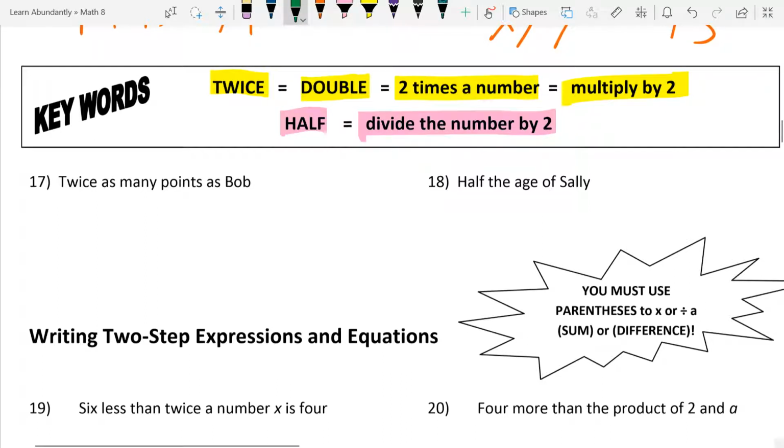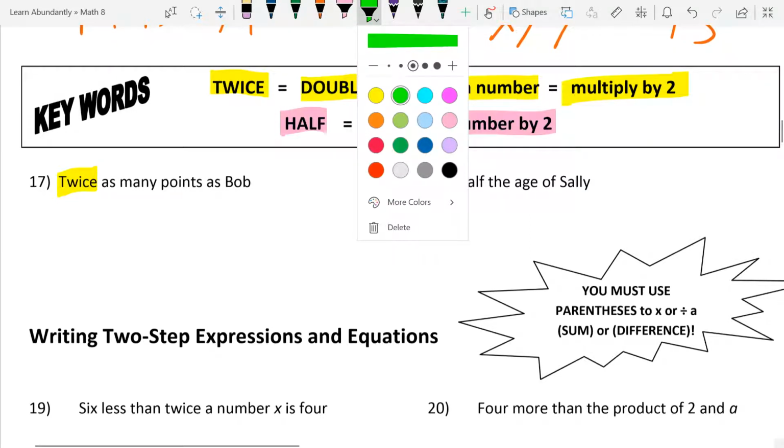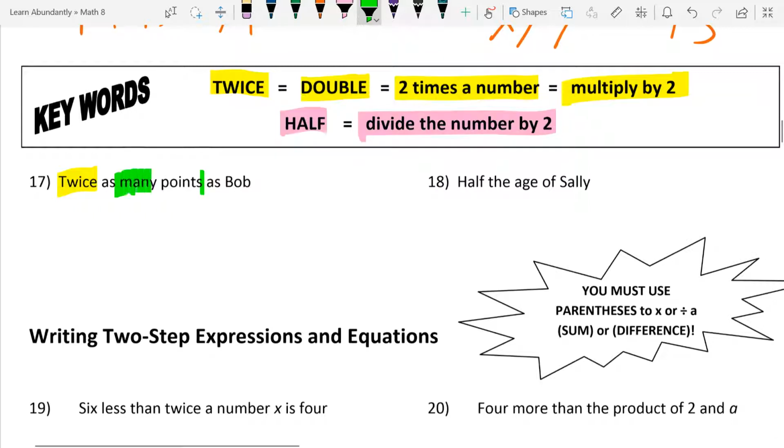So number 17, it says twice as many points as Bob. When we say as many points as Bob, how many points does Bob have? We don't know, so we're going to say B is how many points Bob has. And how many do I have? I have 2 times the number of points Bob has, 2 times B. So it says twice B.